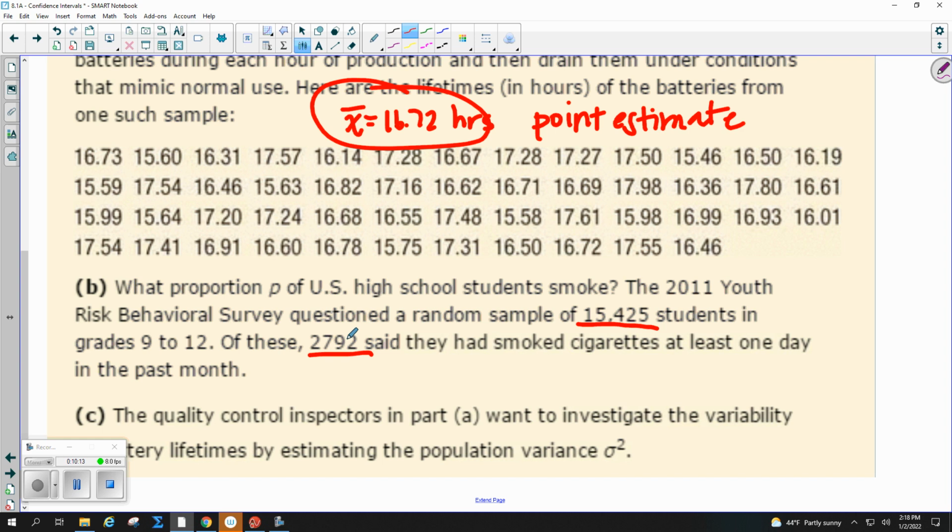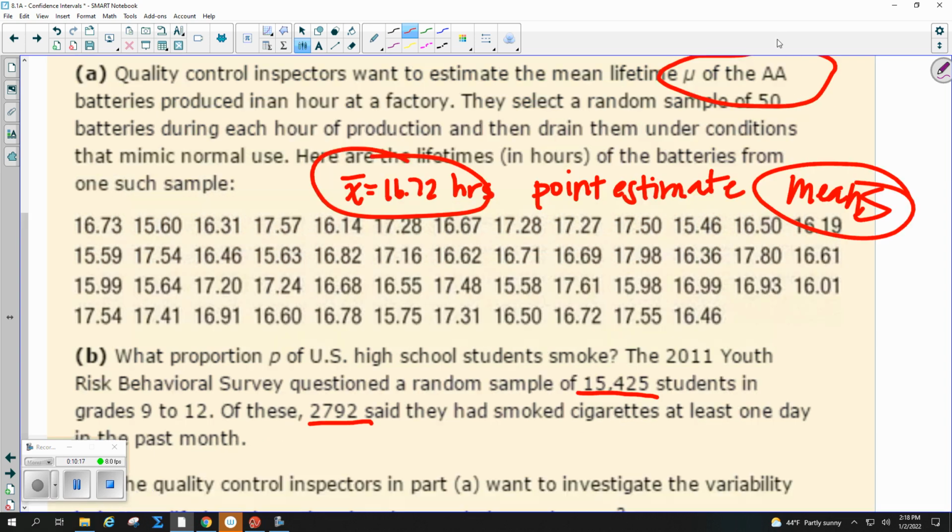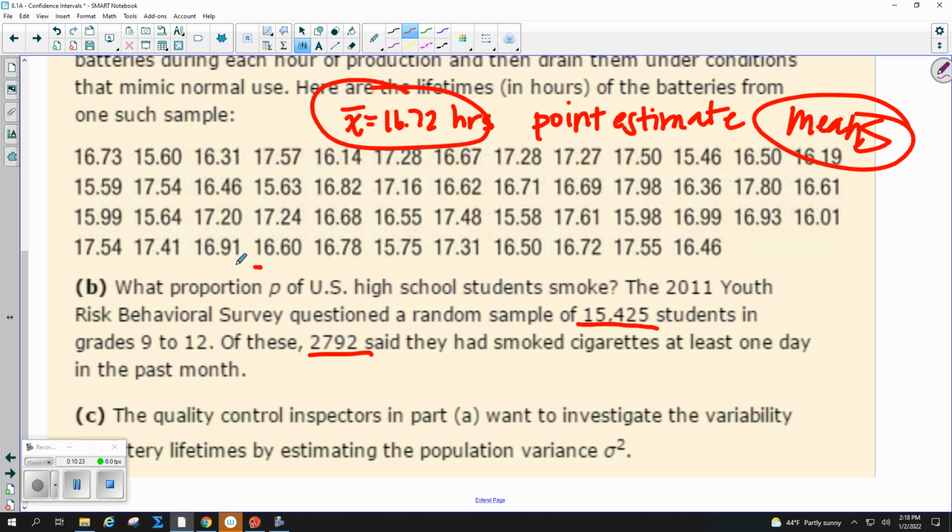So this one was talking about means because it says the word average in here and it says means right here, okay? For this one, we're now talking about proportions. So notice I use X bar to estimate mu, the true mean. I now use P hat to estimate the true proportion of teens who smoke, all right? So we just write a fraction, and we can calculate that.